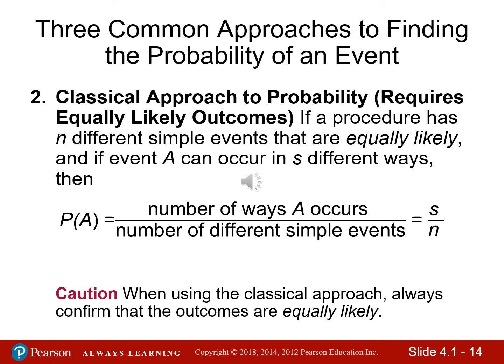If a procedure has n different simple events that are equally likely, and the event A can occur in s different ways, then we can write the probability of A as simply the number of ways A can occur divided by the number of different simple events. And we would denote this as s over n.